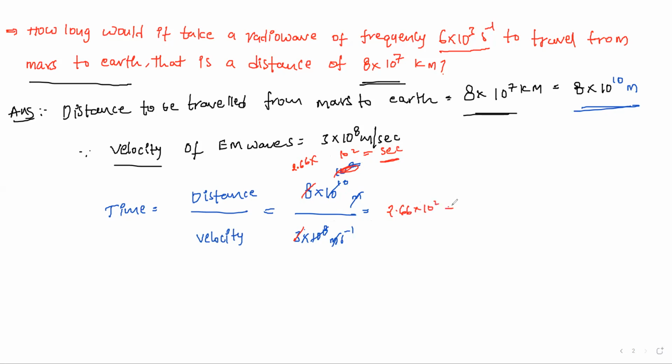2.66 into 10 to the power of 2. Convert into minutes. That is 4 minutes 26 seconds. Four minutes 26 seconds. Okay. Is it clear? Copy this one. Next we are going to discuss the new topic. I am removing this one.